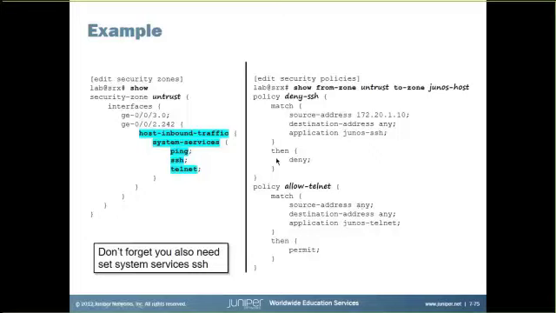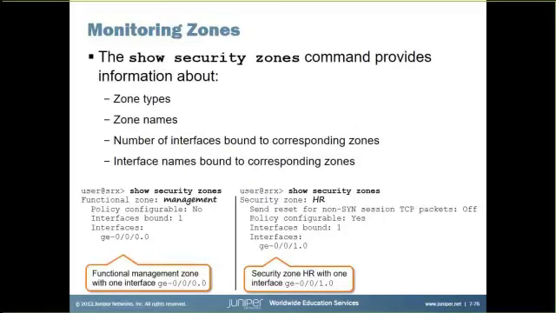How do I monitor zones? Well, you do show security zones, for example, and you can do extensive or detail to get more information. This example shows you that there is a functional zone management, and it tells you policy configurable: no, you cannot touch this. You cannot use this zone within a security policy. And then it shows you the interface that is associated with that management zone. There's another one called HR, and this one is configurable within a security policy and has these interfaces enabled.